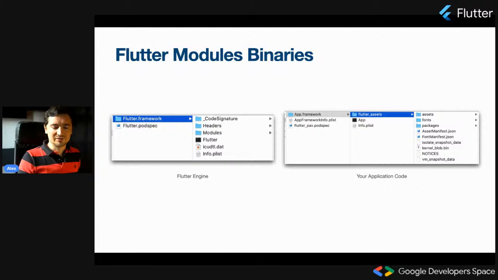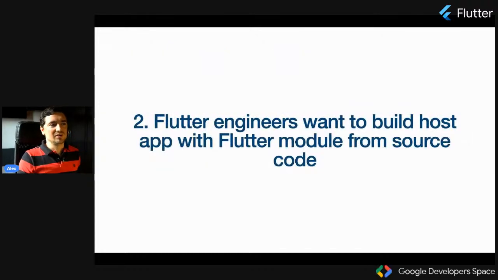So what about our Flutter engineers? So now we say, okay, we pre-built binaries, we upload them, and for the native app, we download them from the binary storage. Flutter engineers actually want to work with the source code, and they want to be able to build the host app with the Flutter source code. So how do we do that?